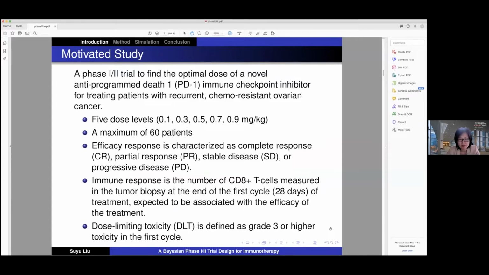For the efficacy endpoint, the efficacy response is characterized as complete response, CR, partial response, PR, stable disease, SD, and progressive disease, PD. For immune response, we use the number of CD8 T cells measured in the tumor biopsy at the end of the first cycle of the treatment. And we expect this immune response is associated with the efficacy of the treatment. Dose limiting toxicity is defined as grade 3 or higher toxicity happening in the first cycle.